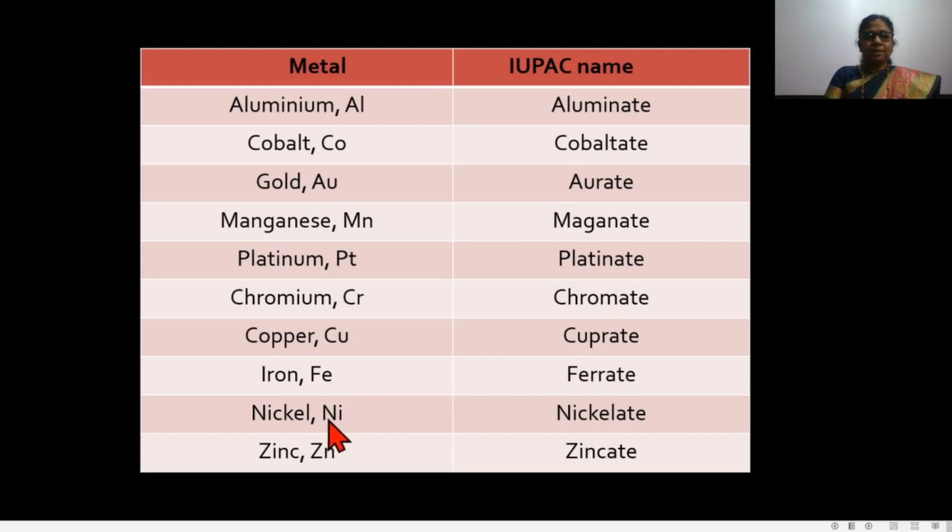Then nickel, nickelate. Zinc, zincate. That means these abbreviations are used when the coordination complex is an anionic complex. Then use the metal ion with the last "ate". In this way, we remember this chart.